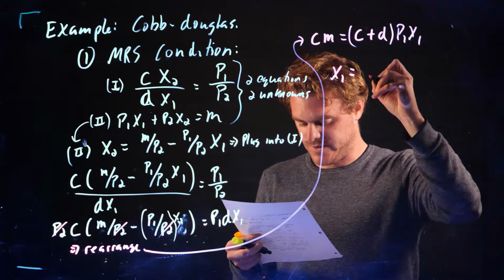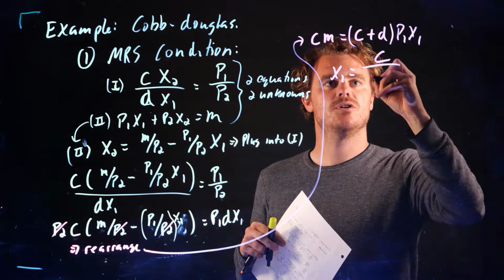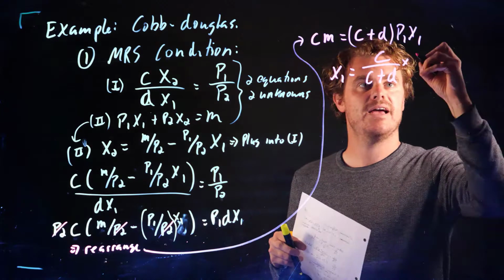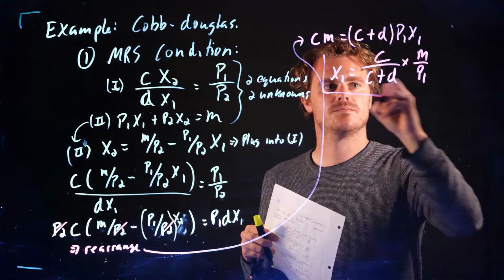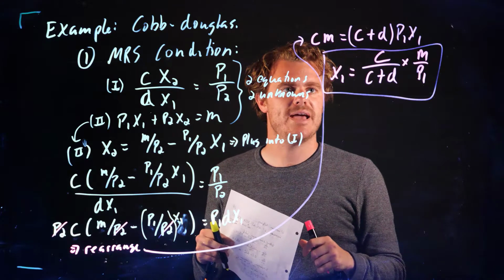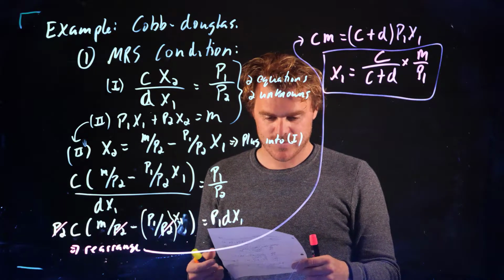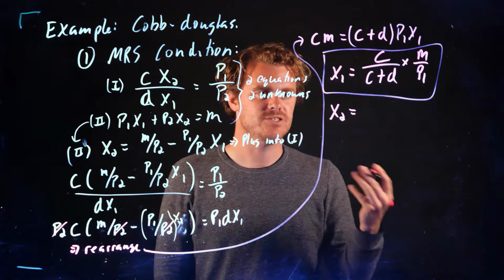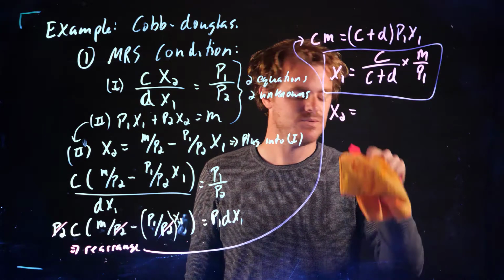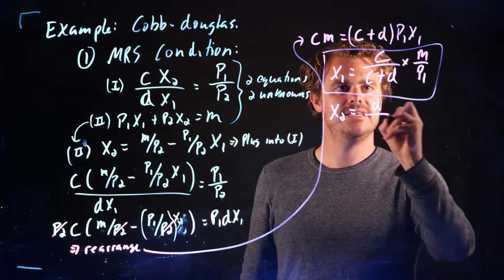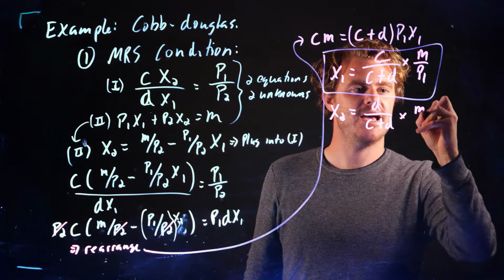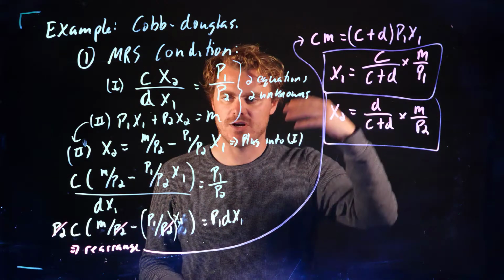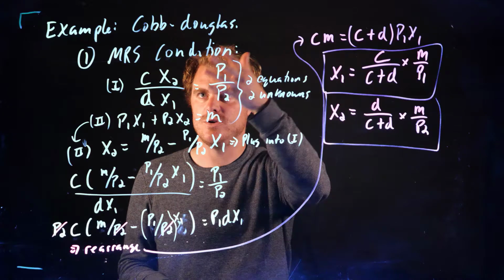So x1 equals c over c plus d times m over P1. That's our demand function for good 1. For good 2, we could plug this into the budget constraint and solve, and we get d over c plus d times m over P2. So those are our two demand functions for the Cobb-Douglas preferences using the MRS condition.